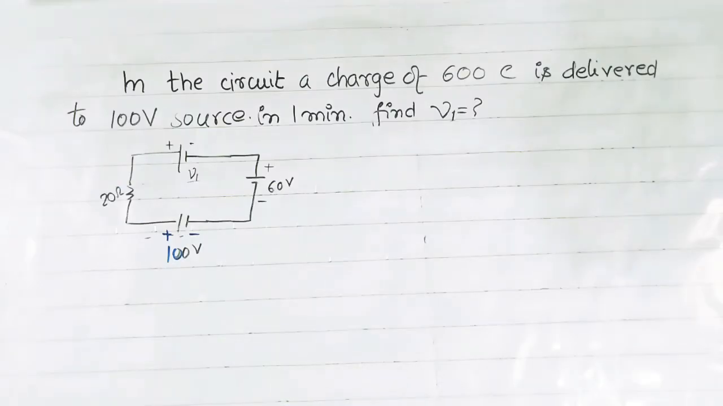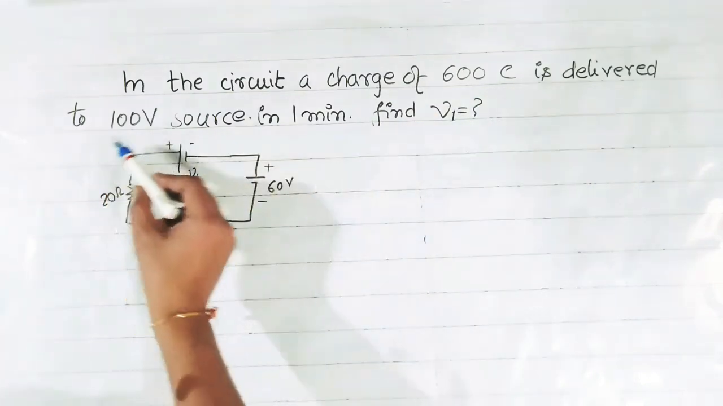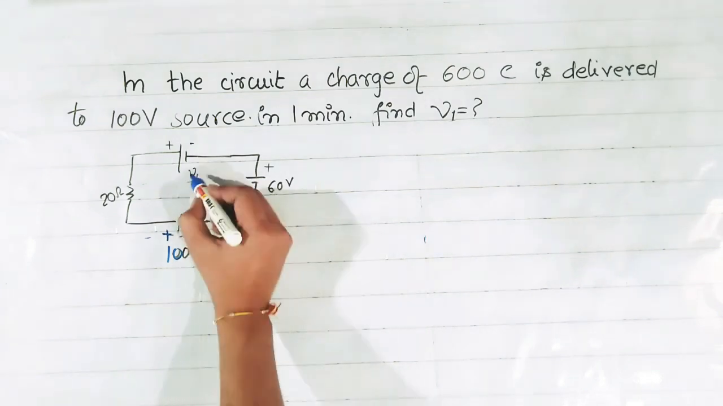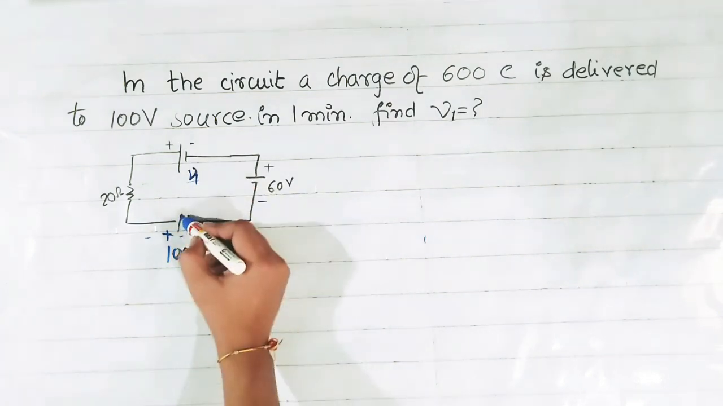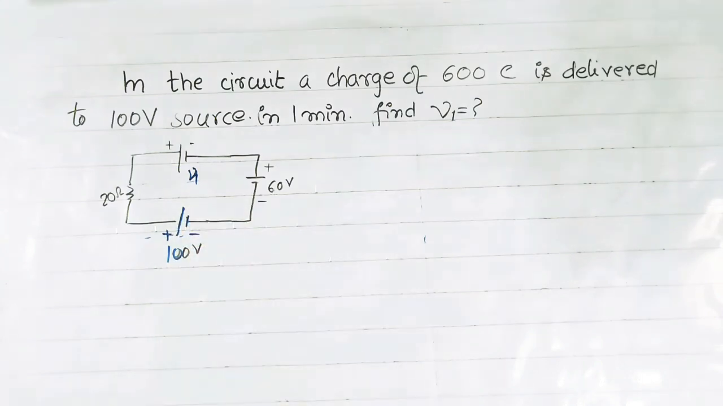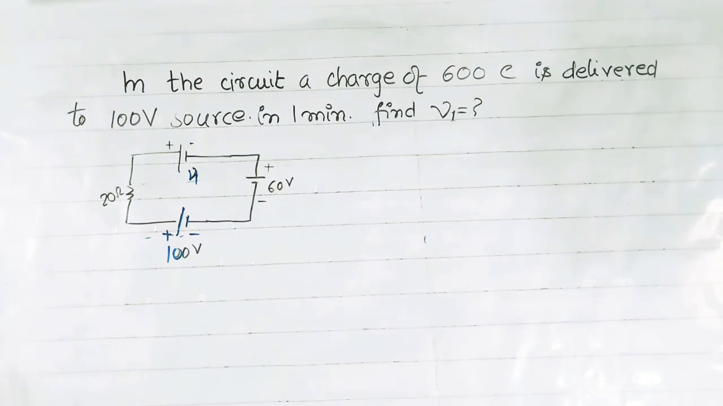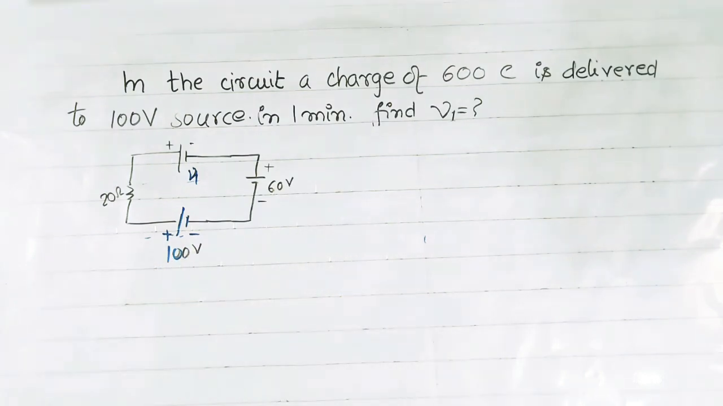Now see this question. In this question this circuit is given and the question says that in the circuit a charge of 600 coulomb is delivered to the 100 volt source in 1 minute. Then we have to find voltage V1. Okay, this is V1. Read the question very carefully. It says that a charge of 600 coulomb is delivered to the 100 volt source. Here the voltage source is not delivering the charge, but charge is delivered to the voltage source.